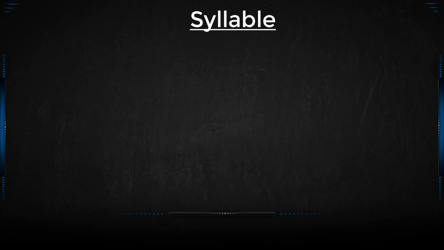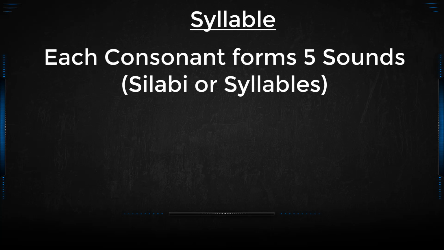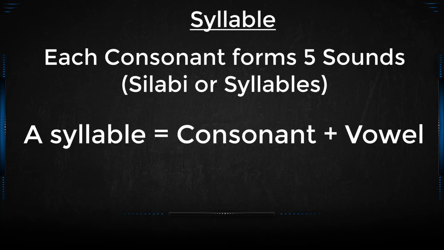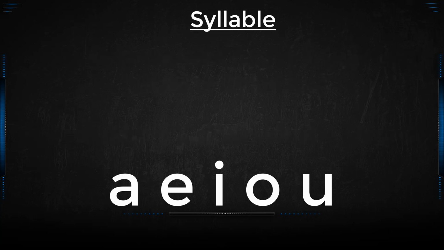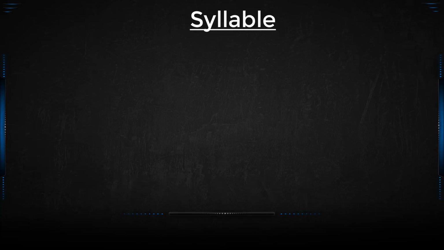So at this point, we want to form the syllables from the various consonants, and one thing to note is that each consonant will only form 5 sounds, because to form a syllable in Swahili, a consonant has to be followed by a vowel. And because we have 5 vowels, A, E, I, O, and U, we are only going to form those 5 sounds per consonant. So let's begin with the letter B.